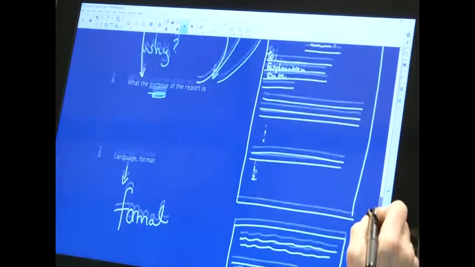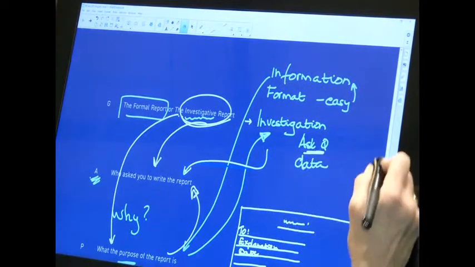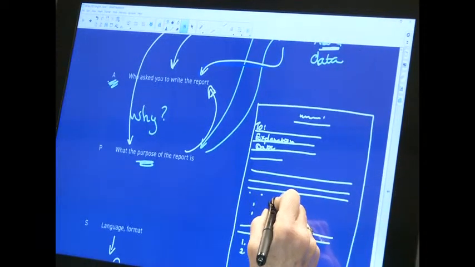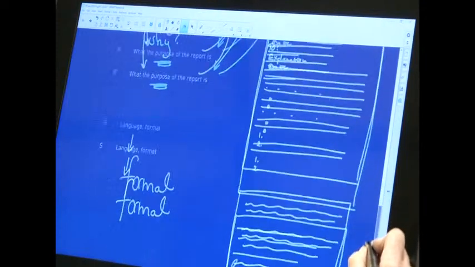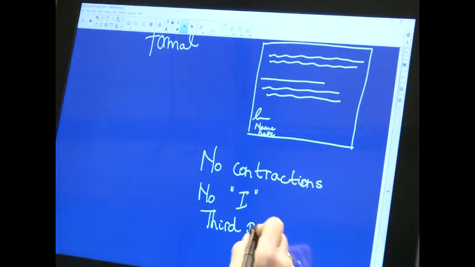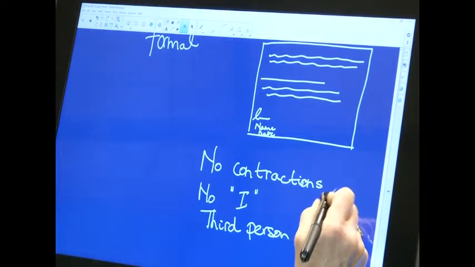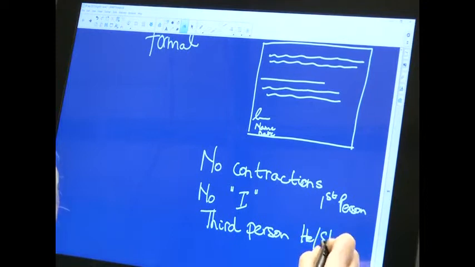So you might say, but hang on. I did the investigation. I went out and asked questions. Surely I can say in the report, I asked the following questions, and there are the questions that you asked. It's not a good idea in a formal report to use I. Use third person instead. So I is first person, and third person is he or she or it or they. So the following questions were asked, passive voice, and then you write the questions. And that is better style for a report.